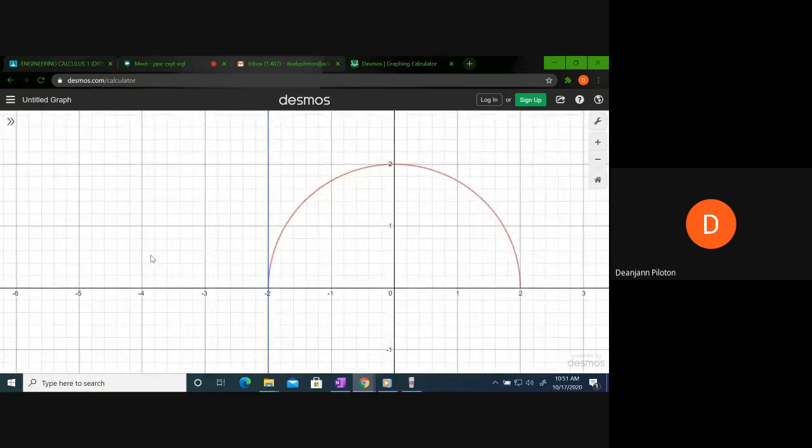So ma-verify po siya by graphing. Especially continuity, ma-verify po din mo siya by graphing it in Desmos.